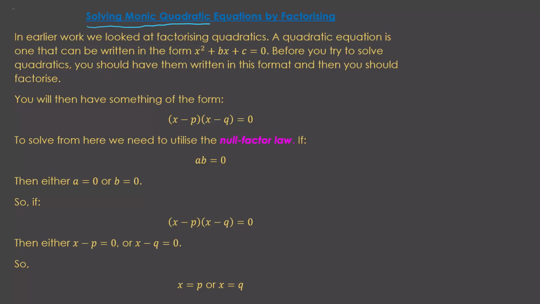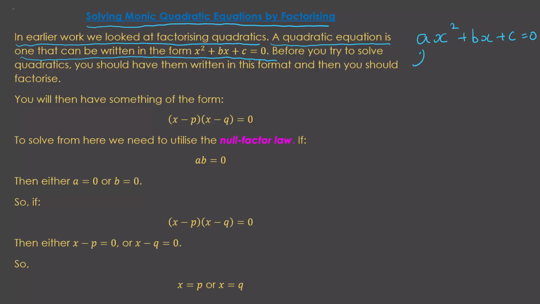Solving monic quadratic equations by factorising. In earlier work, we looked at factorising quadratics. A quadratic equation is one that can be written in the form x squared plus bx plus c equals 0. Actually, more generally, that would be ax squared plus bx plus c equals 0. But here we're dealing with the situation where a is 1 because we're looking at monic quadratics.